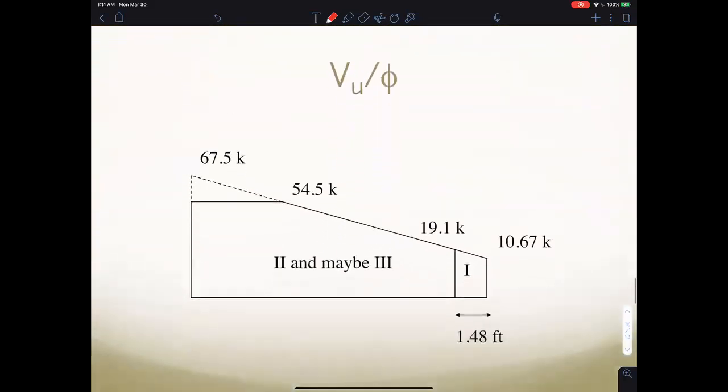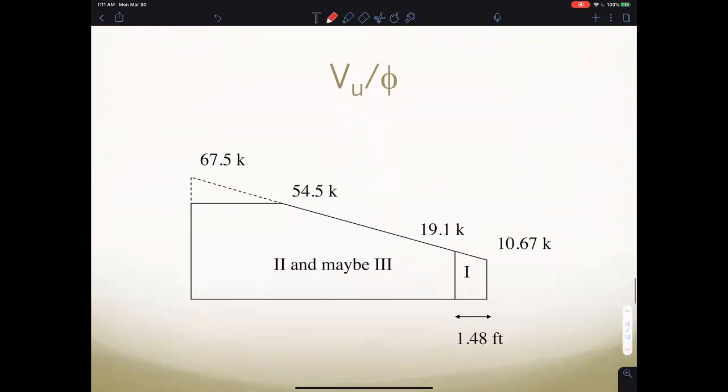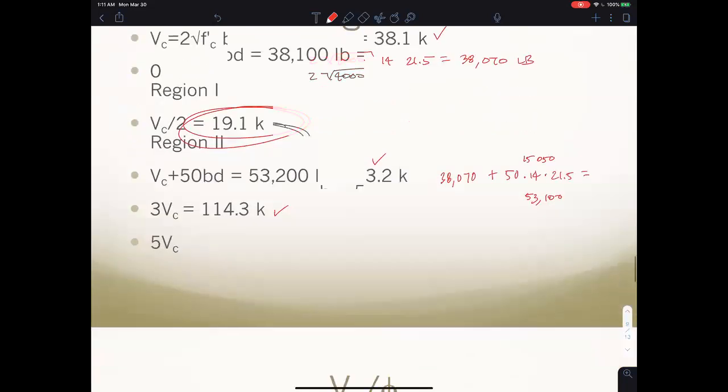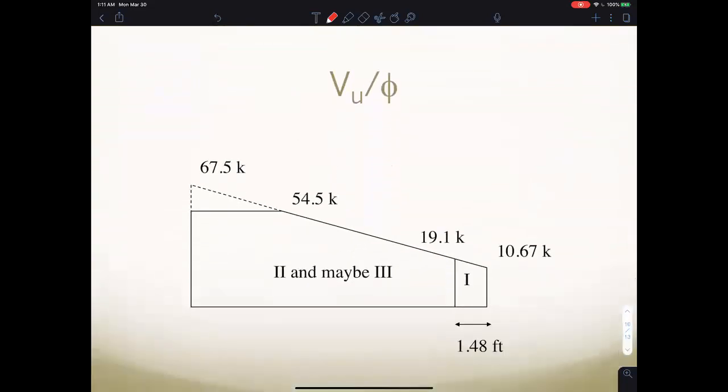Okay. So the first thing we have to do is find this 19.1. Okay. So we're trying to find out how far from the middle of the beam is 19.1. So again, you use your slope, 67.5 minus 10.67, and the half length of the beam was 10. Okay, so 67.5 minus 10.67 divided by 10, 5.68.